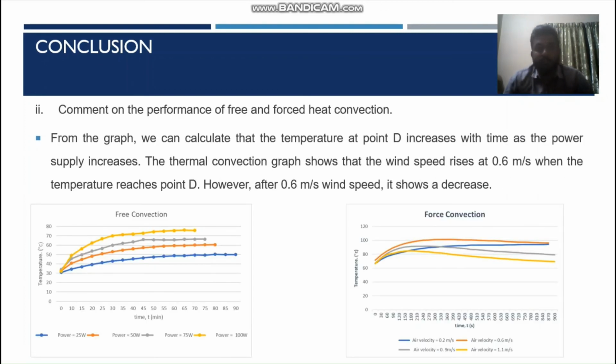Next is to comment on the performance of free and forced convection. From the graph below, we can see that the temperature at point B increases with time as the power supply increases. The forced convection graph shows that the temperature rises as wind speed rises to 0.6 meter per second when the temperature reaches point B. However, at 0.9 meter per second wind speed, it shows a decrease.